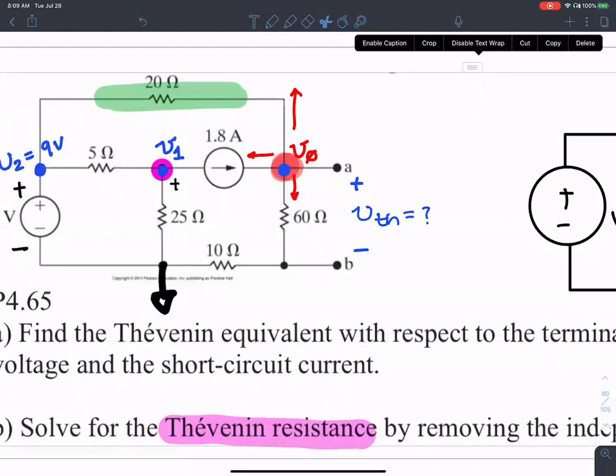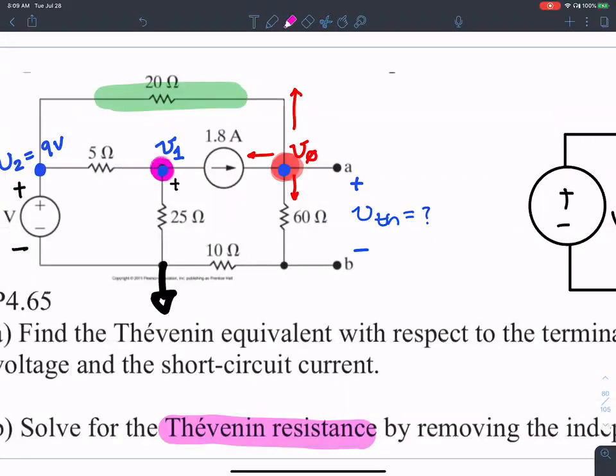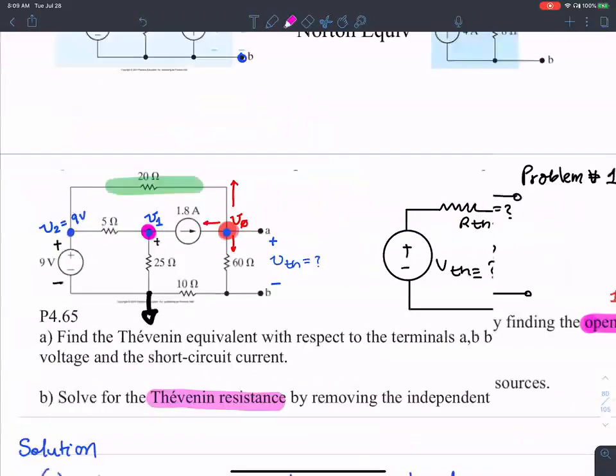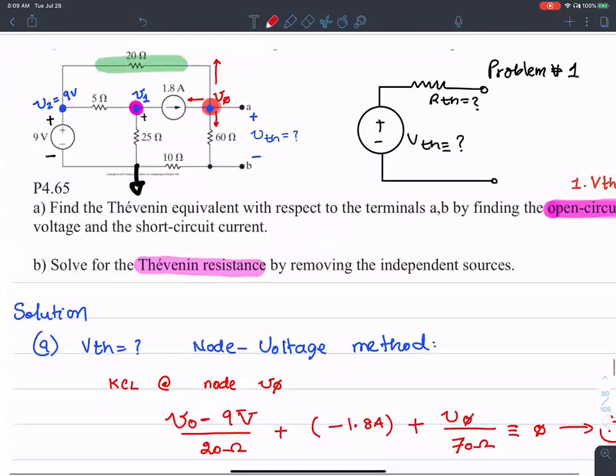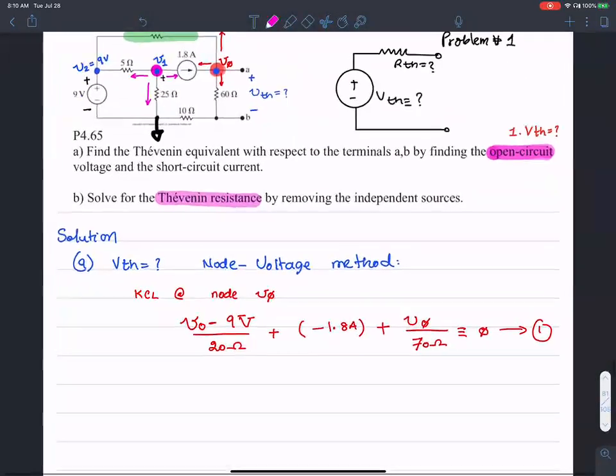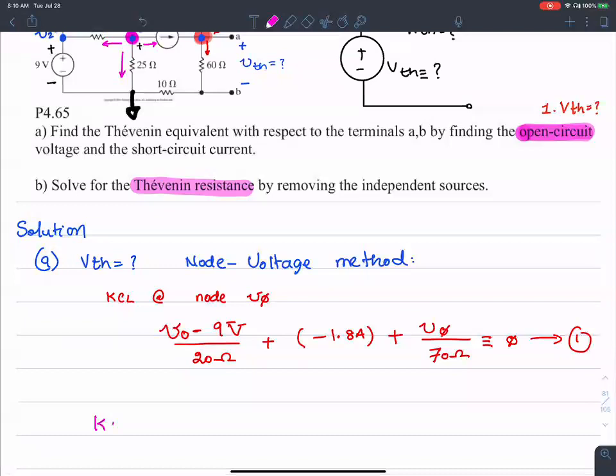Okay, let's see if I can apply KCL at that node V1 over there. If I apply KCL at node V1, there are three currents: one current going west, another going east, and a current going south. So let's account for those currents. KCL at node V1.